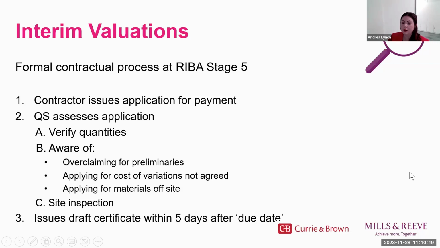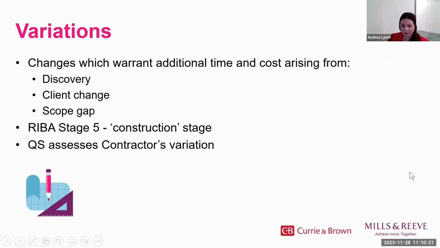Great. Thanks, Anthea. So now we've talked about valuations. Can you explain in the same context what exactly a variation is? Sure. So each contract explains what constitutes a variation under that contract and the respective variation rules. Generally speaking, variations are changes that arise from discovery or client change or scope gap and warrant additional time and cost. The RICS have published a guidance note on this as well. It's called Valuing Change. It's really helpful.